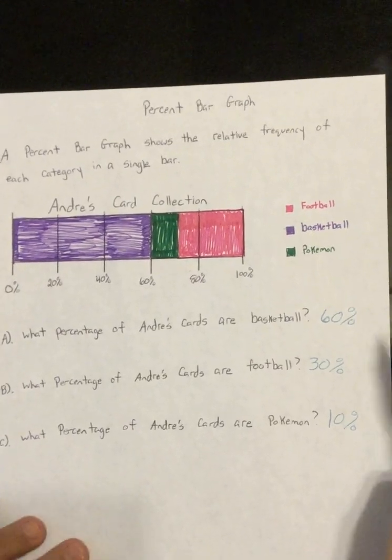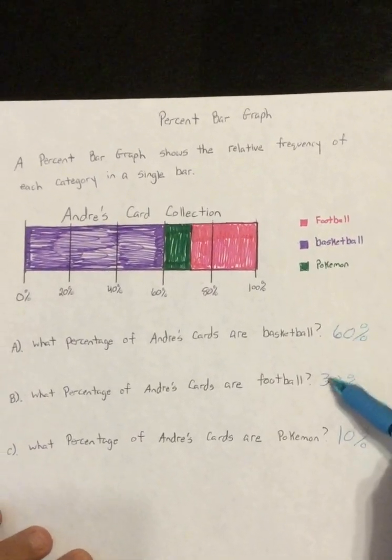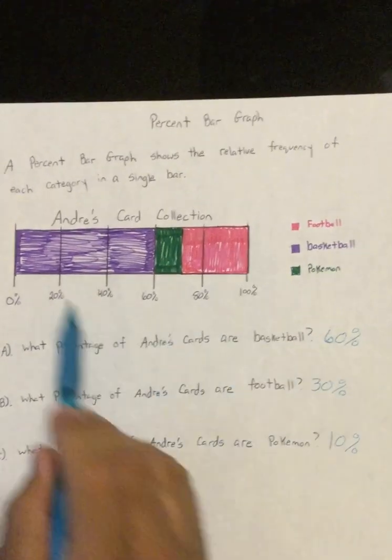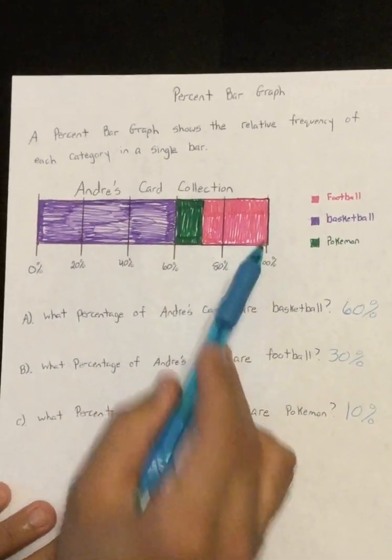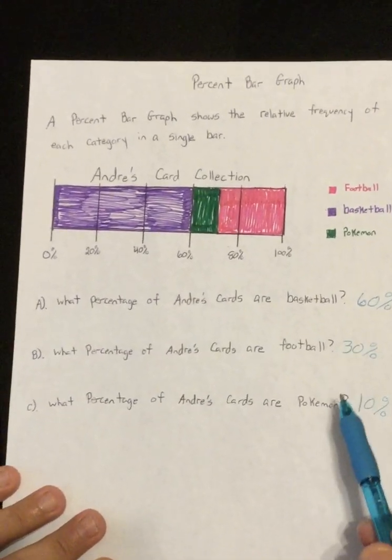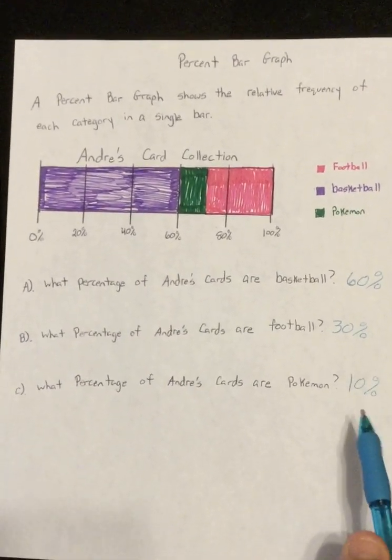Now, here's how you check your work. You add up your numbers. 60 plus 30 plus 10 is 100. If you notice, my percent bar is 100%. So if your numbers don't add up to 100%, or if they go over 100%, you did something wrong.